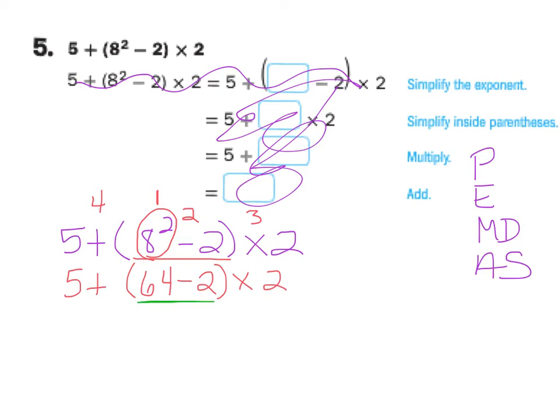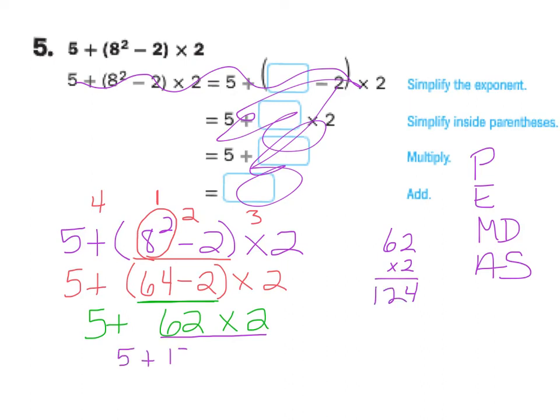Now I'll focus my eyes here and there, and I get 62 times 2 plus 5. And now I'm going to take 62 times 2, so 62 times 2 is 124. So I'm going to have 5 plus 124. And I'm going to go ahead and add them together, and I get 129 for an answer.